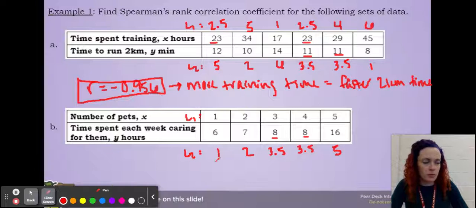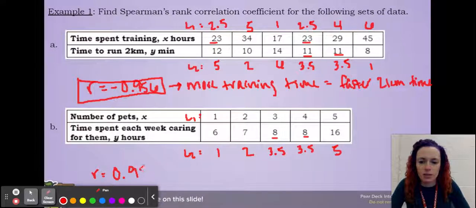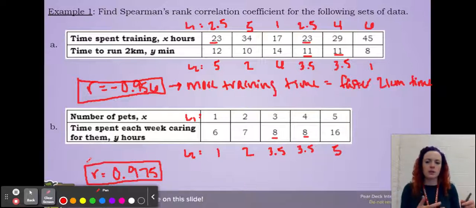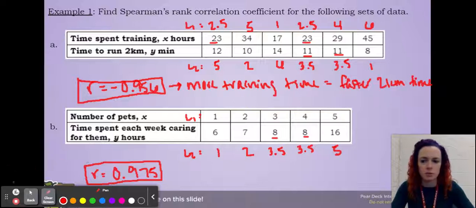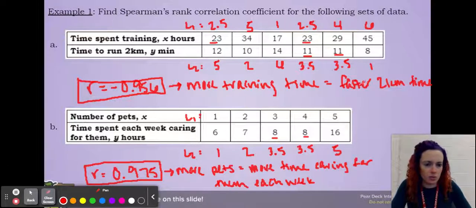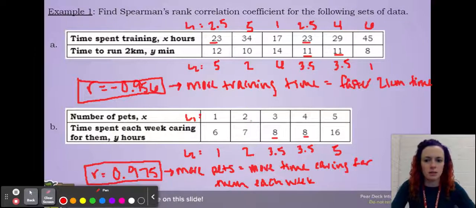Same deal, I'll put that into my calculator and find my r value. Because both increase, we should automatically know that it's going to be positive. Still, finding my r value, I get 0.975, which, because it's increasing, tells me that the more pets I have, the more time I'll spend caring for them each week. Obviously, when you're interpreting them, it doesn't have to have these exact words, but as long as they mean the same thing, that's what matters.